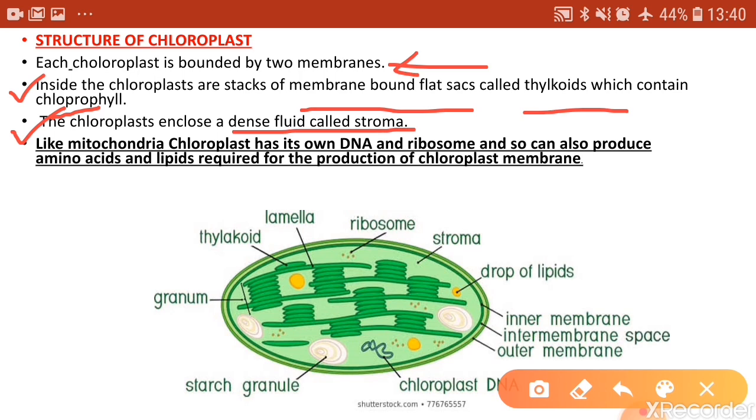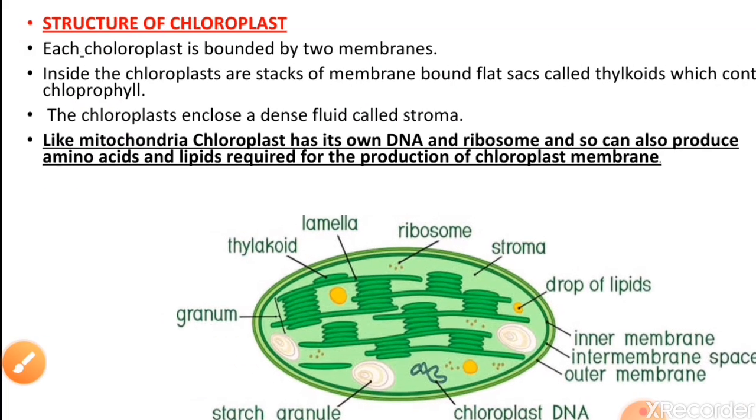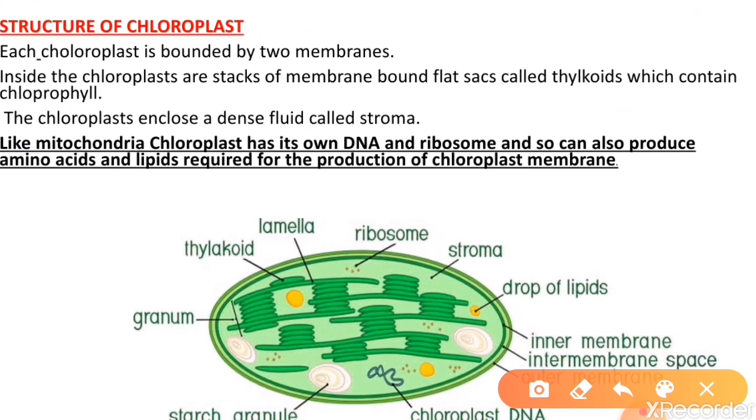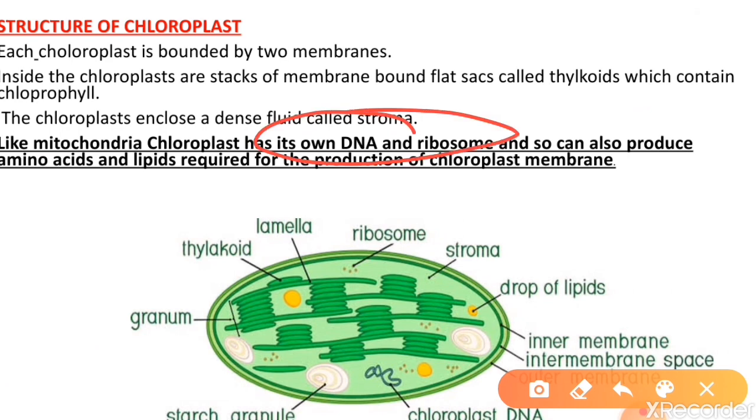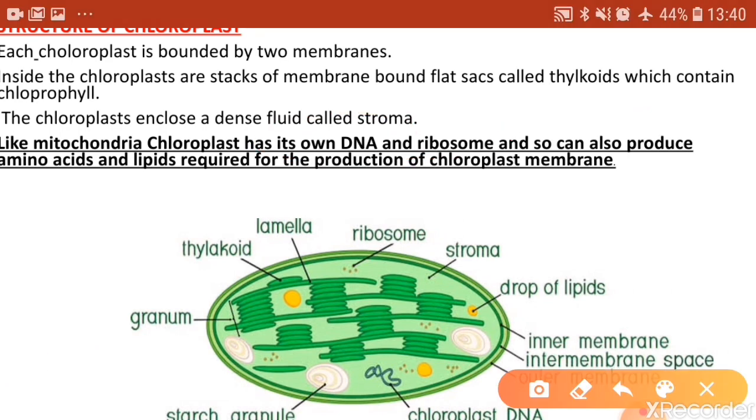The stroma contains the enzymes that are required for converting carbon dioxide to carbohydrate, the process that happens in photosynthesis. And finally, the most important thing, like the mitochondria, the chloroplast has its own DNA and ribosomes, because of which it can prepare its own proteins. Amino acids, proteins and lipids can be prepared, which may be used for making the chloroplast membrane, right?